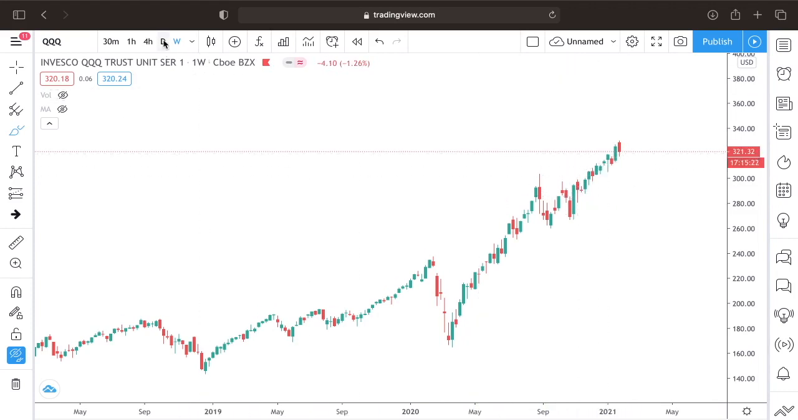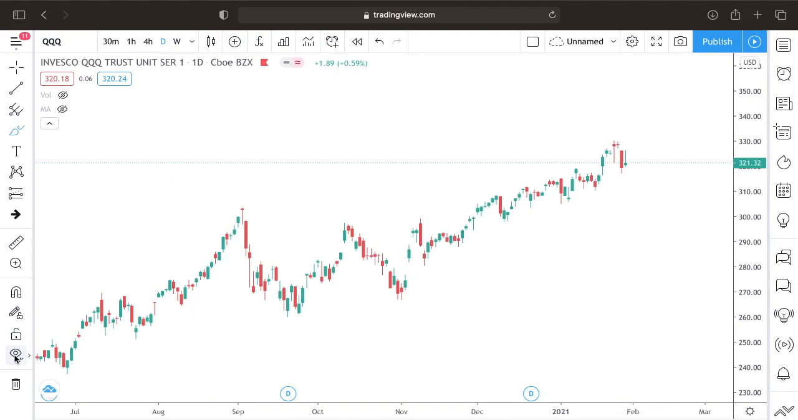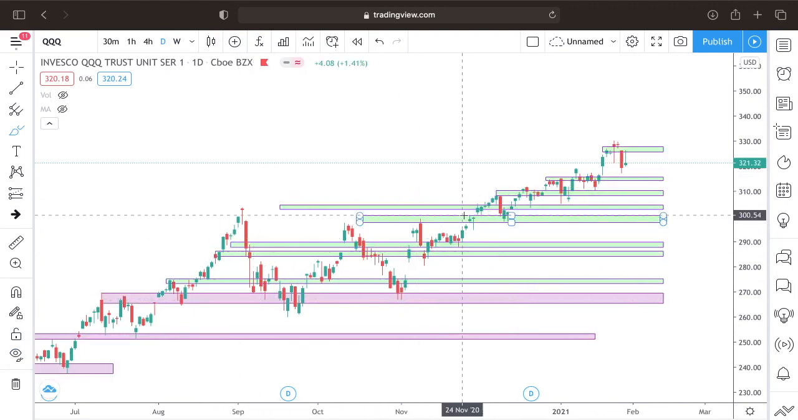If we go on to the daily time frame and bring on the technicals, this was the base that I was talking about that provided the foundation for prices to continue its upwards ascent.